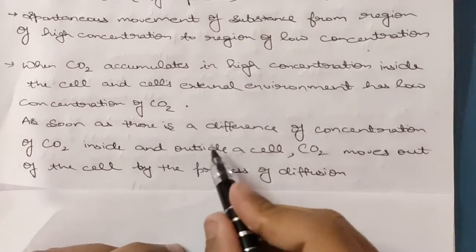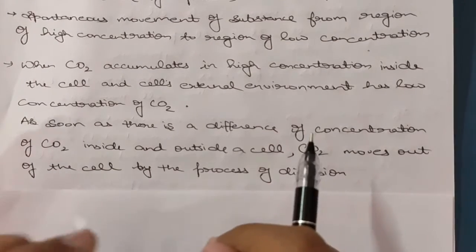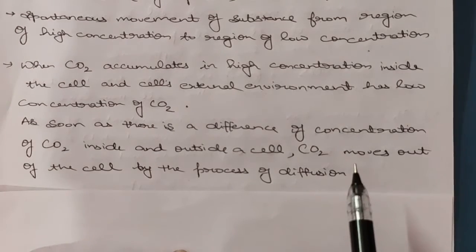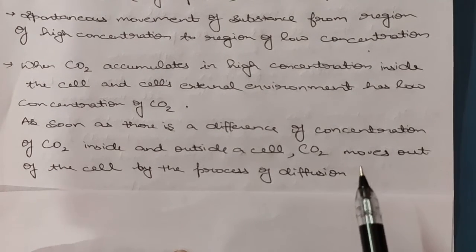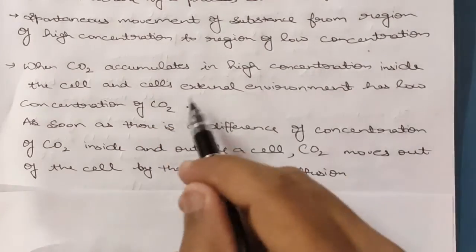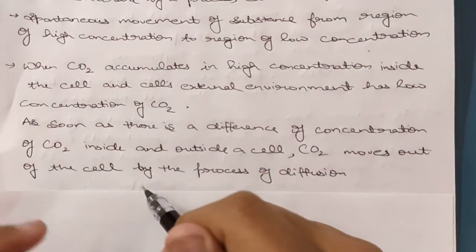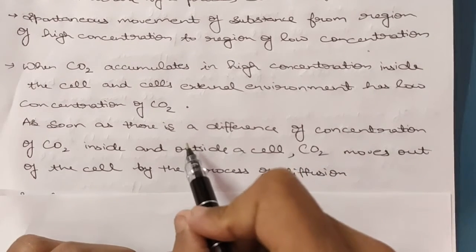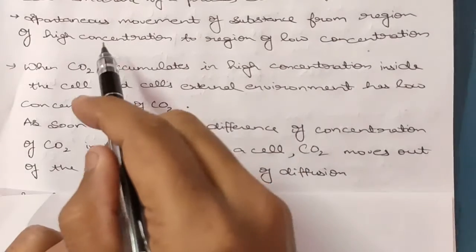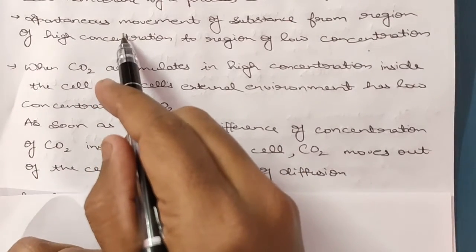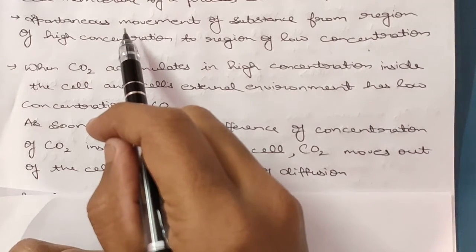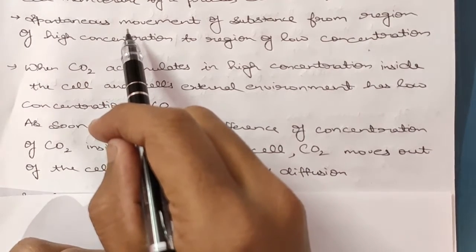It is saying as soon as there is a difference, even if there is a little difference of concentration, the CO2 will move out of the cell. Why is it moving? Because CO2 has accumulated in high concentration inside the cell and the external environment of the cell has low concentration of CO2. So by the process of diffusion, which is spontaneous movement. Remember this word, spontaneous movement means the movement that takes place by itself. It does not require any energy.